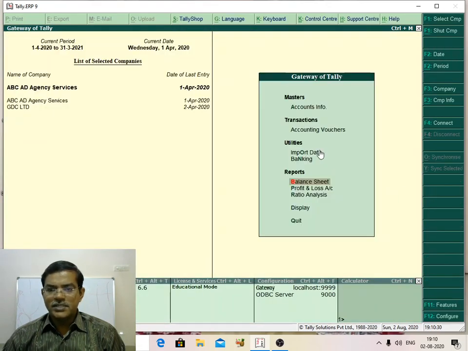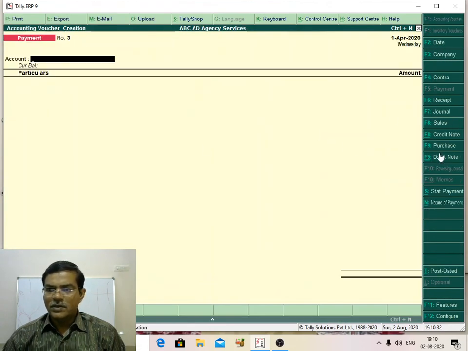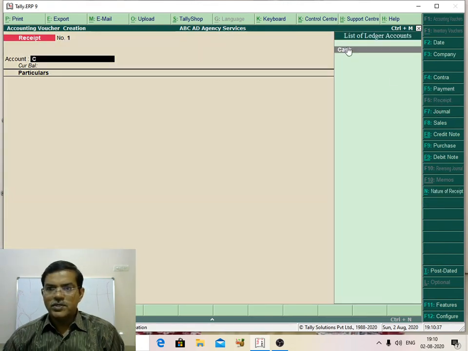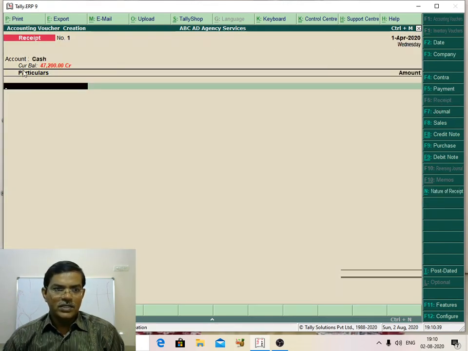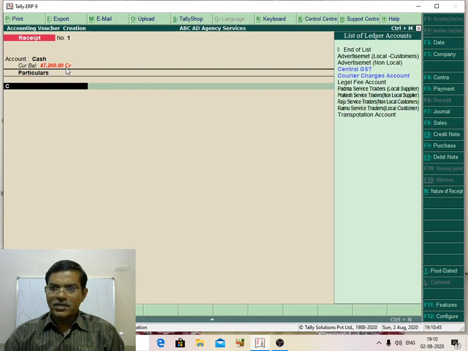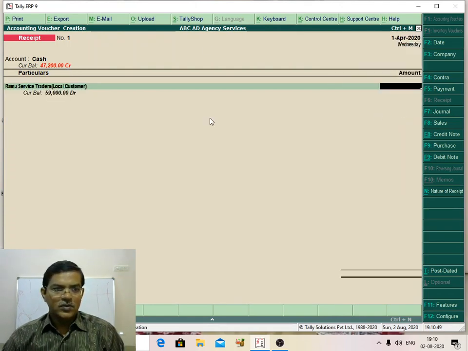Now we are collecting some amounts from customers. That is the receipt voucher. I am posting the receipt voucher. Okay, so I am receiving the cash, and it is a negative balance, right? 47,000 rupees. We don't have cash, but we paid the two suppliers. I will select the customer account, Ramu local. So the outstanding amount is 59,000.